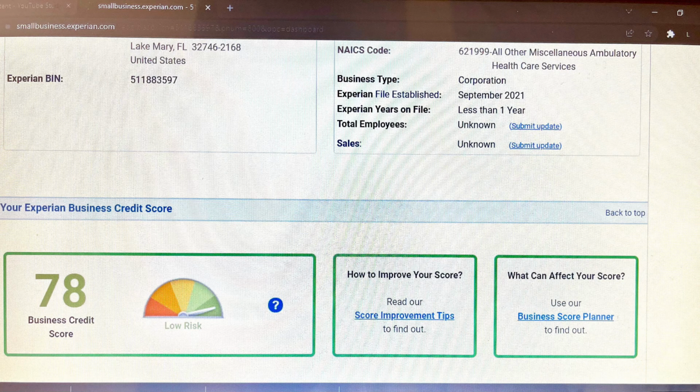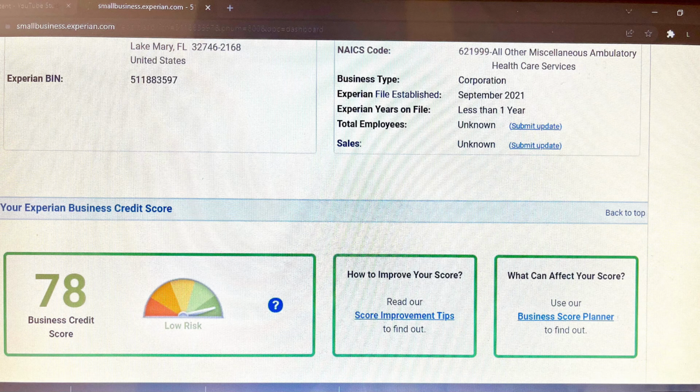If you check the top part of my Experian Business report, you can see that the file was established in September 2021. It says that I am less than 1 year in business. They don't know my number of employees yet. I did report that with NAV, but I don't know why it's not on Experian. But I did go ahead and update that file.